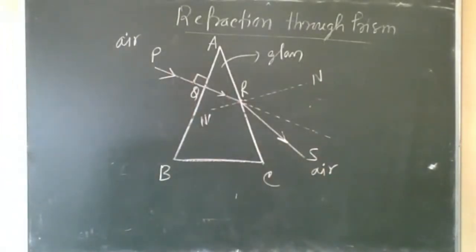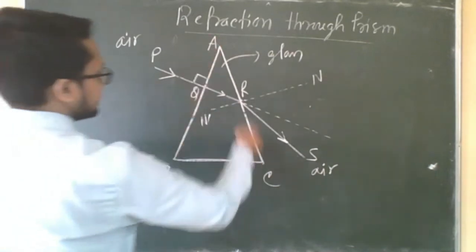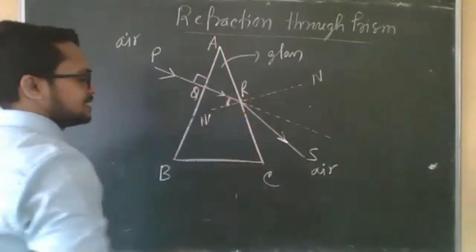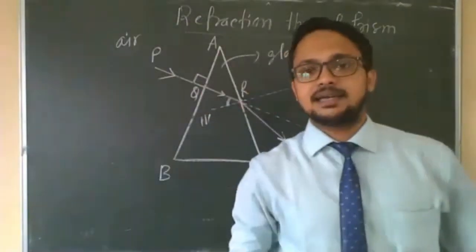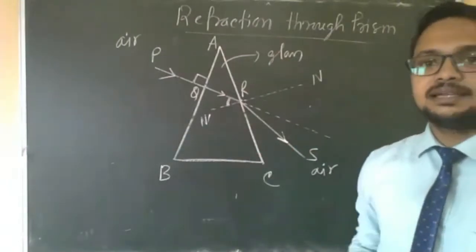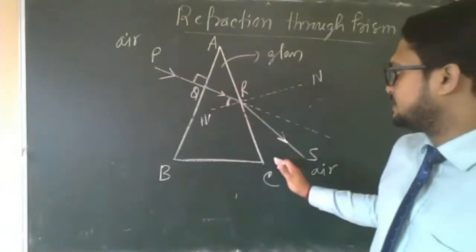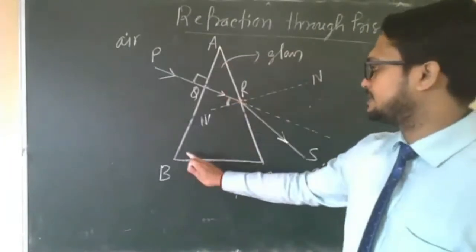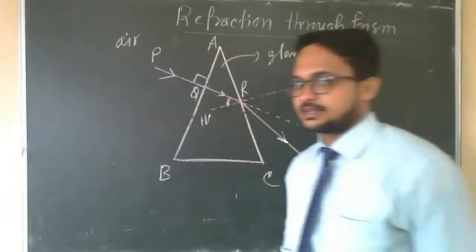Again, you can get the same kind of question. Here angles are not given, so we cannot find this incident angle, but you can get the question: mark the incident angle at surface AC in your diagram. Here it is not 30 degrees. We don't know this angle, so we cannot tell it is 30 degrees.